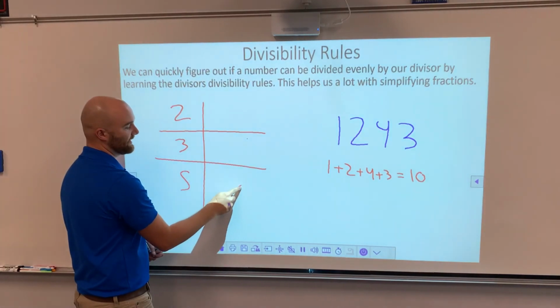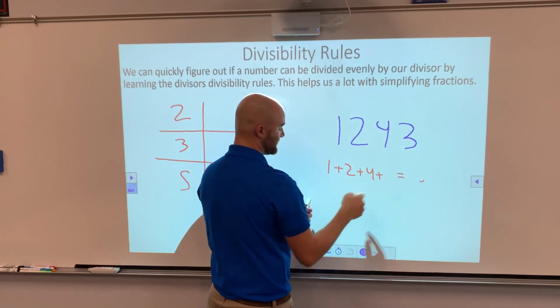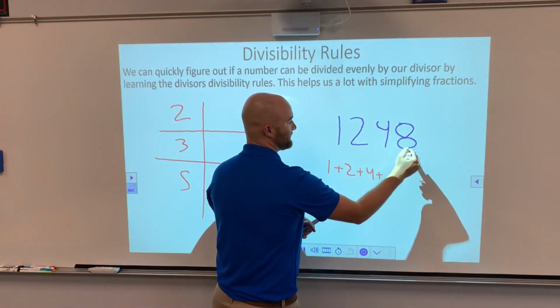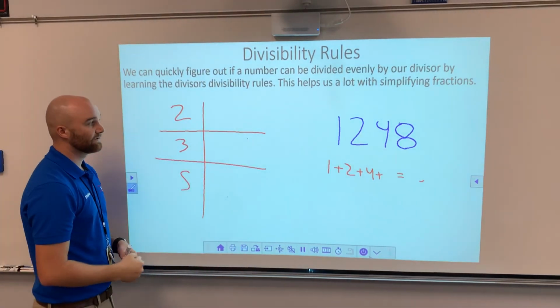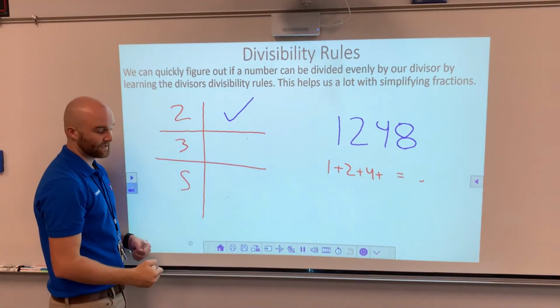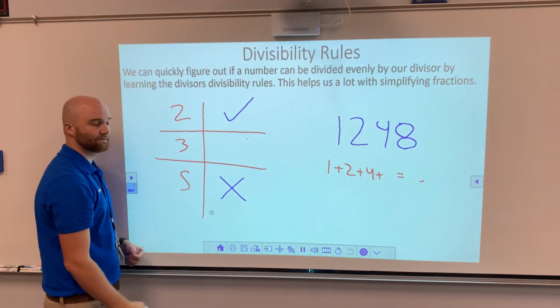So I'm going to go ahead and plug in an 8 instead of a 3 over there. It's still just as easy. First, I notice that it's even, so it's going to be divisible by 2. It doesn't end in a 0 or 5, so it's not divisible by 5.